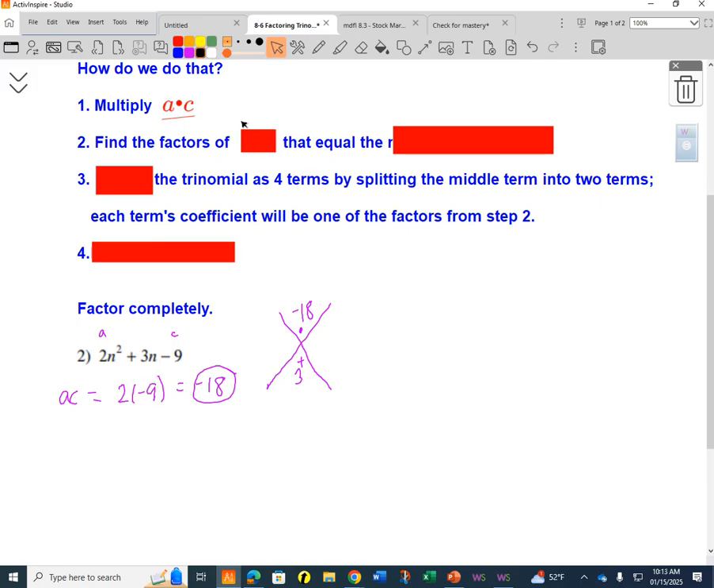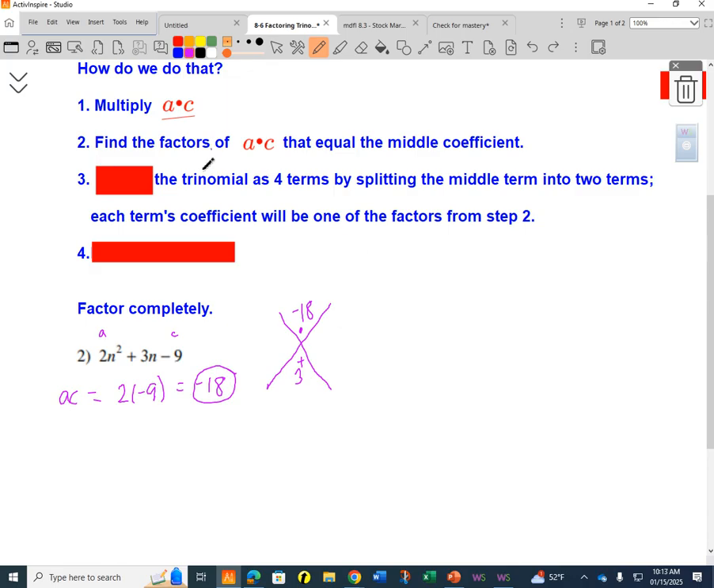So let's go back up and add that to our notes. Step 2, we're going to find the factors of a times c that equal the middle coefficient. You do have to show me some work for these. Unless you're filling in a box, so you don't have to factor the whole thing. Make sure you're showing me some work. I need to see what AC is, and I need to see it rewritten as 4 terms. I need to see you dividing by the greatest common factor when you factor by grouping.